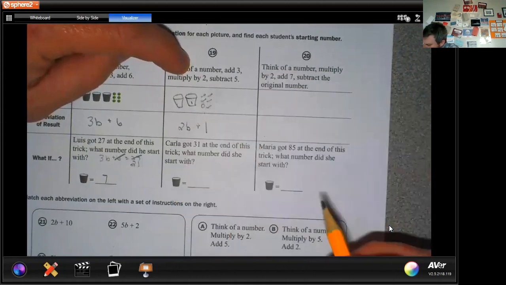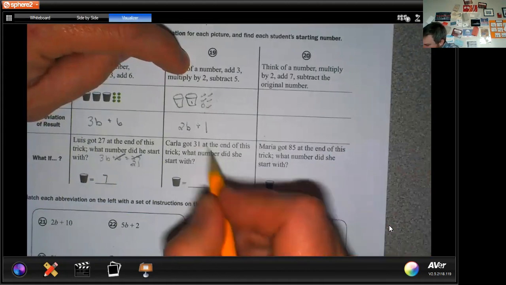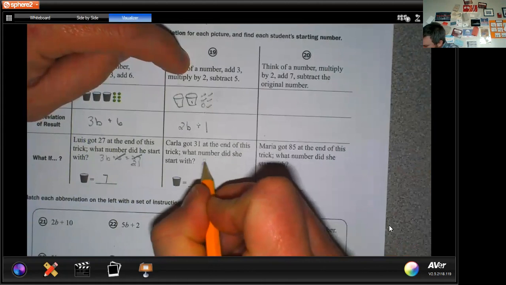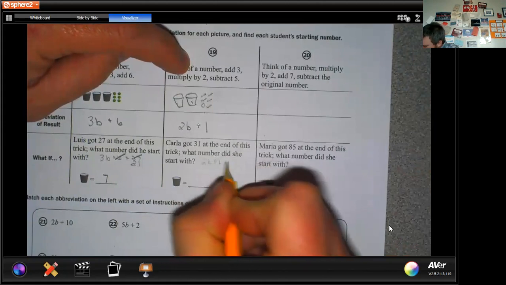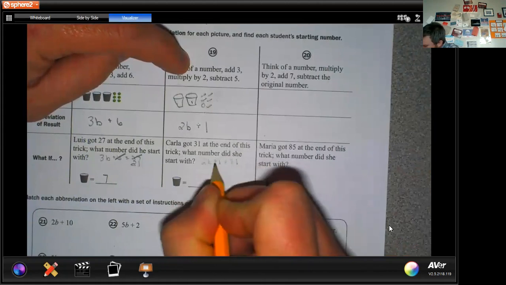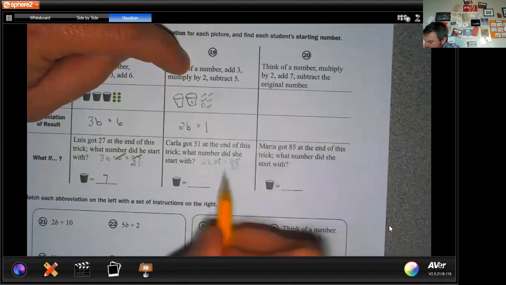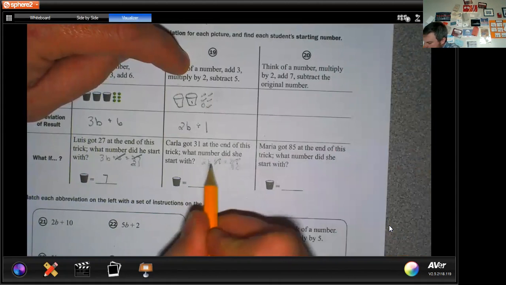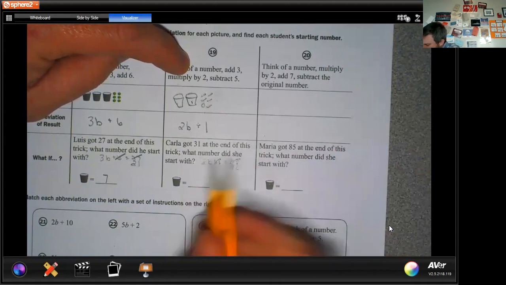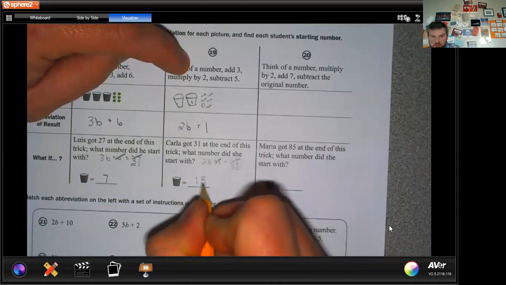So Carla got 31 at the end of this trick. What number did she start with? So that is 2B plus 1 equals 31. If you get rid of one of the marbles, you get rid of one here, you're left with 30. So then you're splitting 30 into 2 different buckets, or 30 divided by 2 is 15.